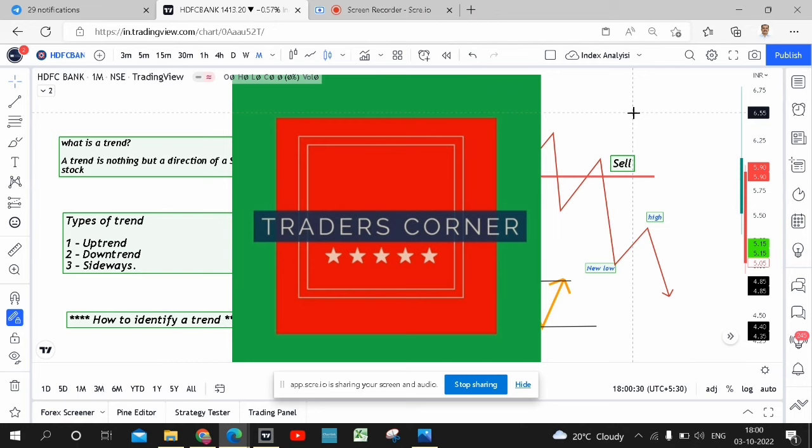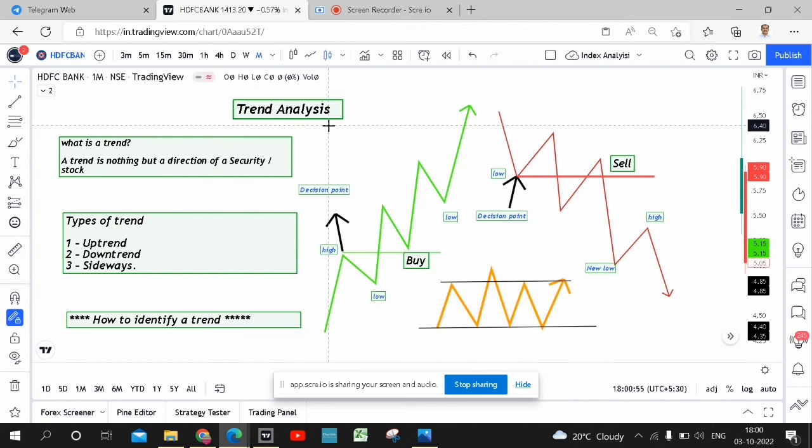So, as I have promised last week, I have come up with a new education series, which will be helpful for new beginners and experienced traders, or the ones who are in the market and finding it difficult to identify a trend or what is happening in the market. So, as a part of it, I'm starting with trend analysis. I will not be going deep into the basics, but still I will give a touch of it.